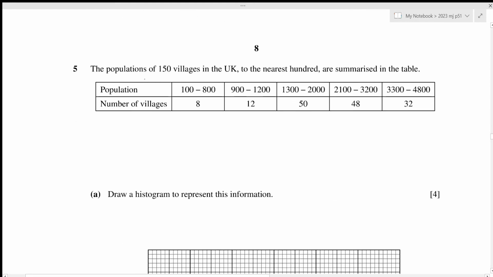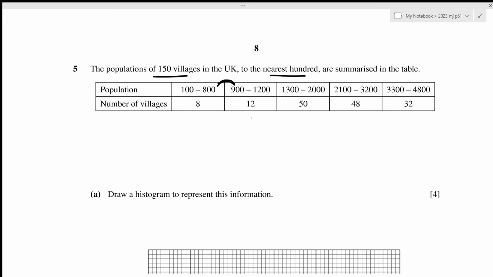For the fifth question, the populations of 150 villages in the UK to the nearest 100 are summarized in the table. Okay, we have the population 100 to 800, 900. We can see that there's a jump in this case. So it means that we need to make a continuous interval.